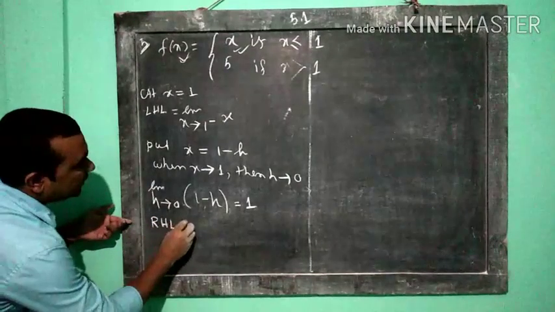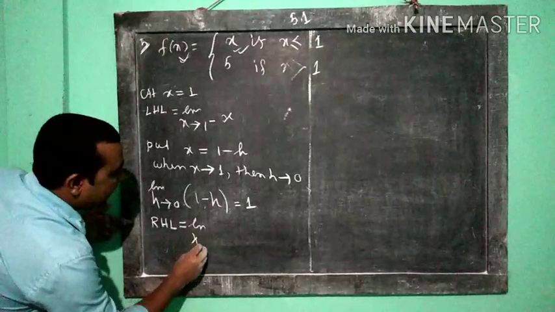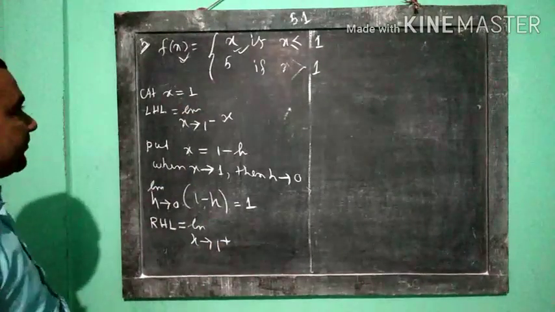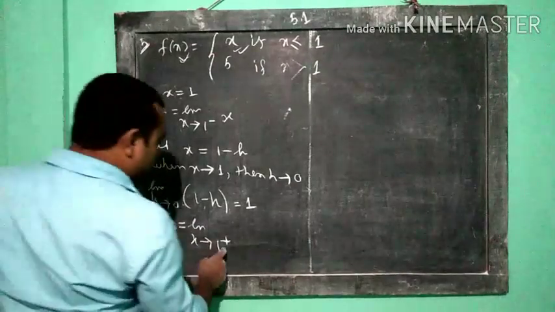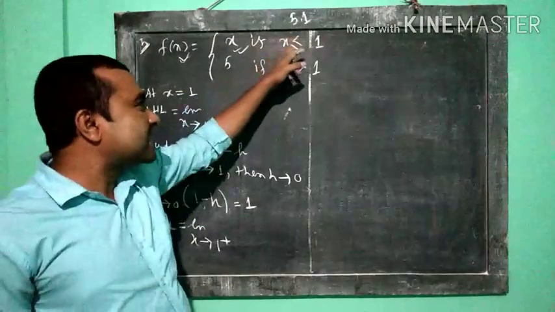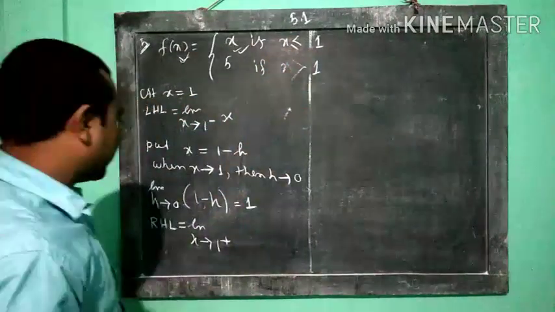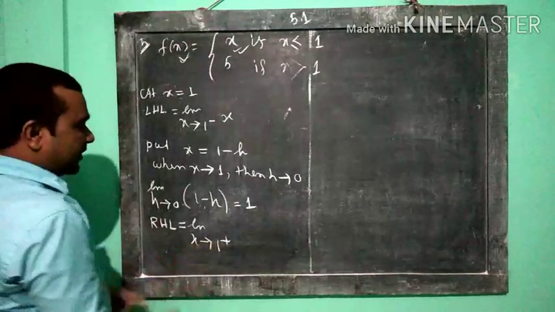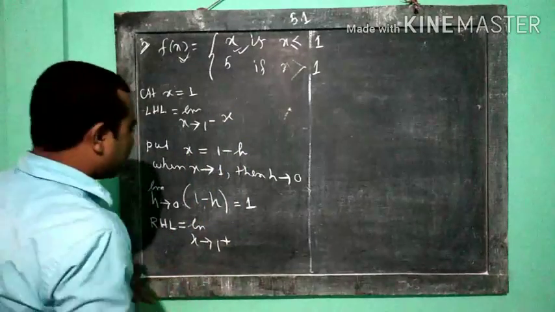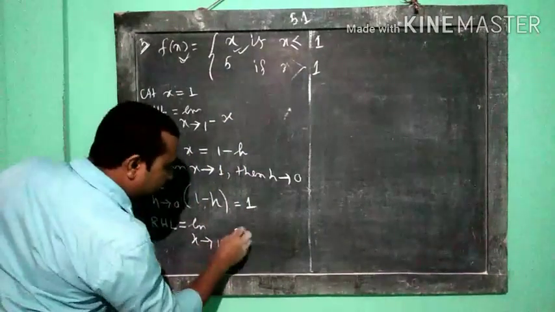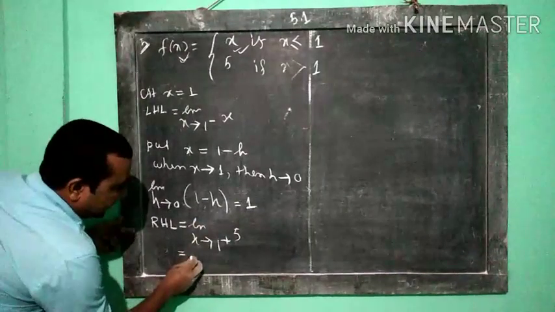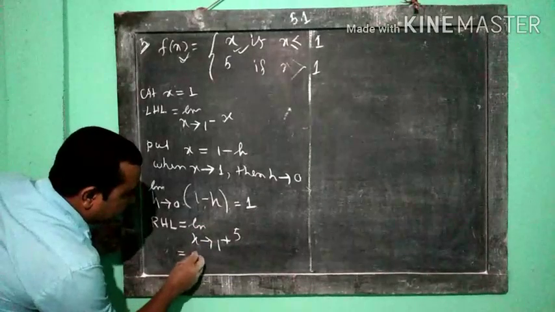So now we are going to find the right hand limit. Right hand limit equals limit x tends to 1 positive. 1 positive means 1 plus something. Here x is less than or equal to 1, so 1 positive means x is greater than 1. So the value of this is equal to 5. Directly this value is 5.